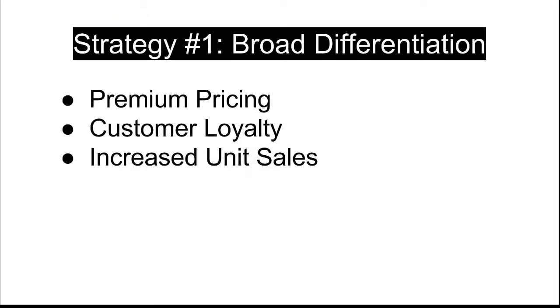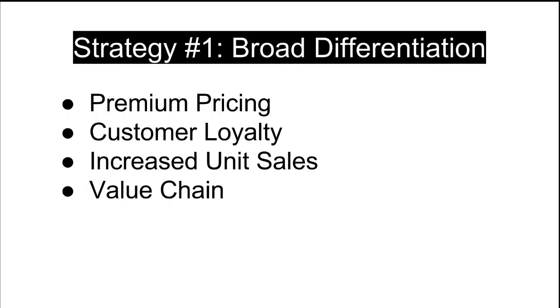So increased unit sales is really what makes a company a broad differentiation strategy as opposed to a focused differentiation strategy, which would appeal to a more niche market with fewer sales units. That's kind of a key to why they are broad differentiation. The fourth component is value chain. So value chain really speaks to the value that the company brings and what makes them different. So, why go to Apple as opposed to Samsung or Android?